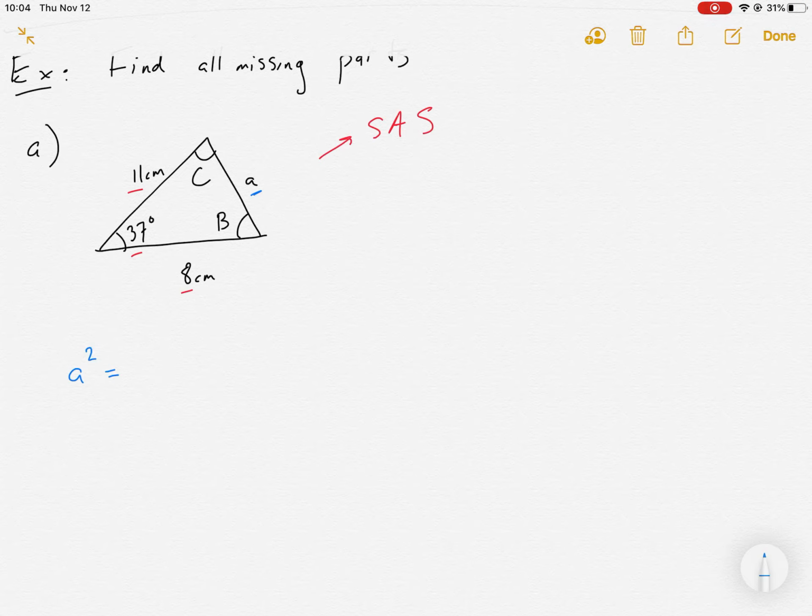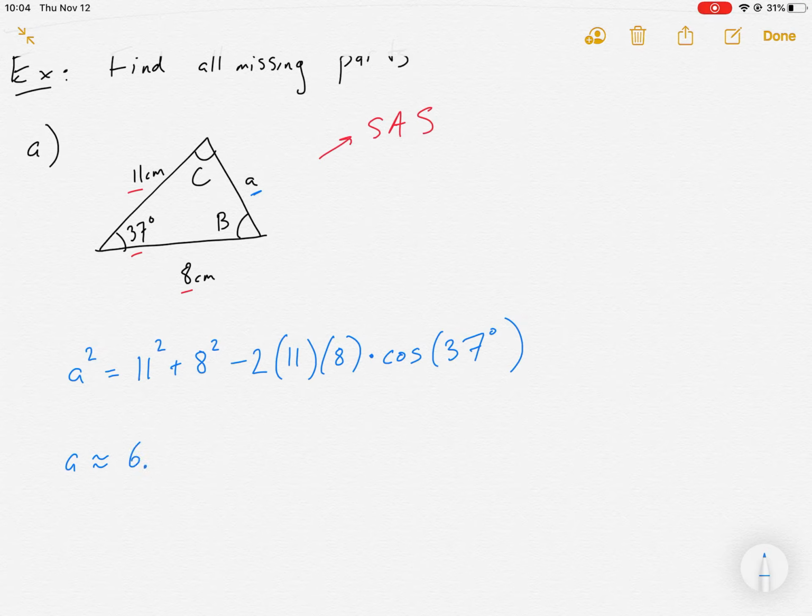So we're going to go ahead and solve for A. A squared equals b squared plus c squared minus 2 times b times c, and then we're going to multiply by the cosine of 37 degrees. So if you do all this, and then you're going to square root both sides, you can go ahead and double check this on the calculator, you should get about 6.67 centimeters. And that's A.